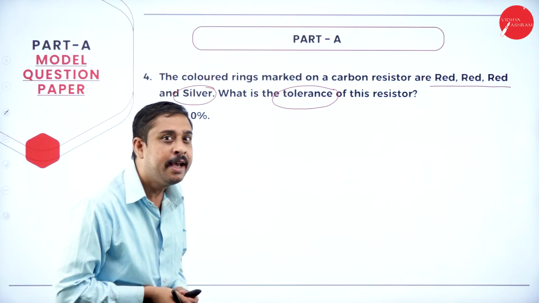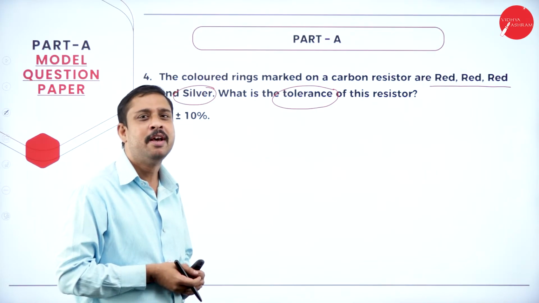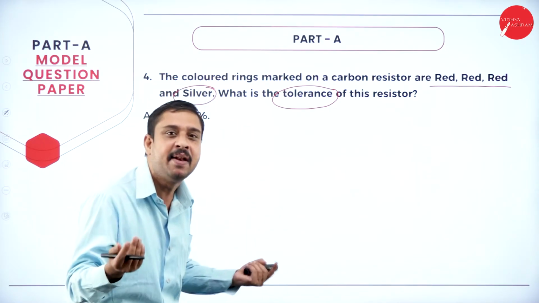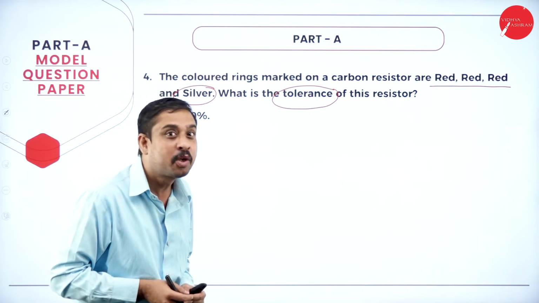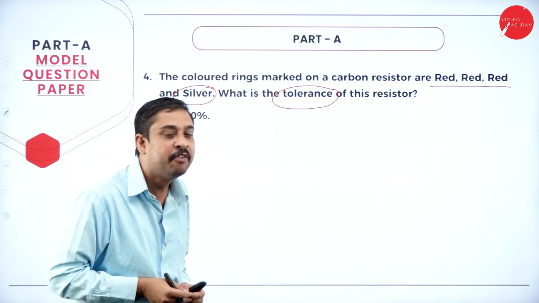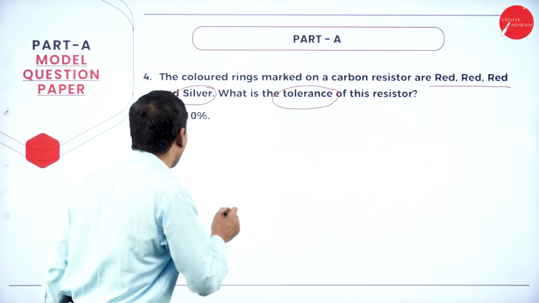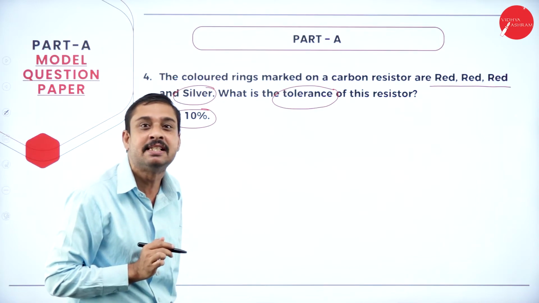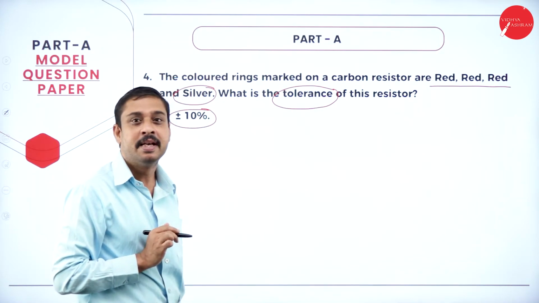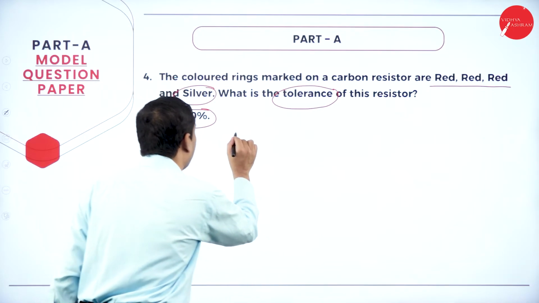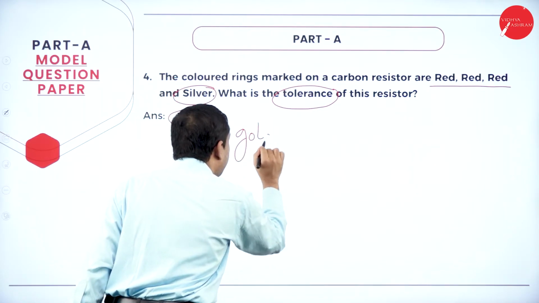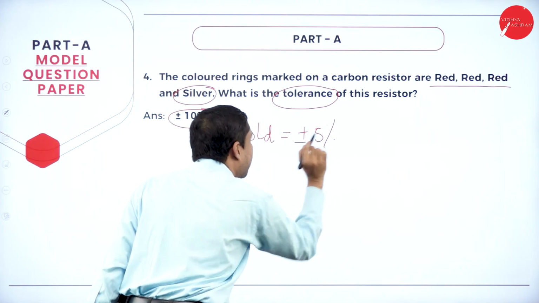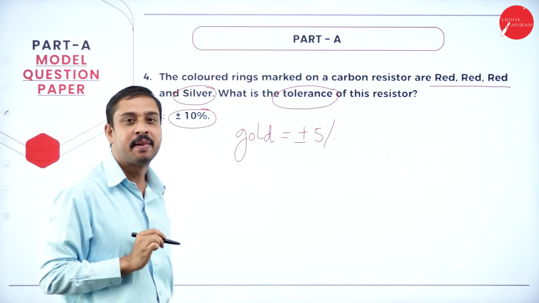To write the tolerance, which band should we check? The fourth band. Very simple. What is the fourth band here? Silver. In color coding, we have taught that if it is silver, the tolerance of this resistor is plus or minus 10%. Other than silver, what other colors can there be?